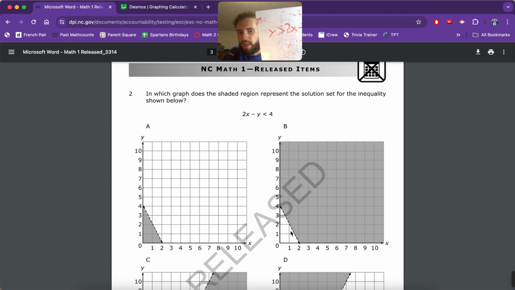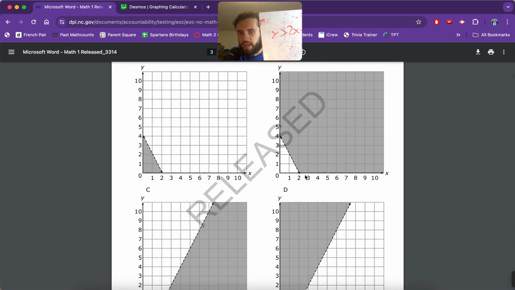So we want one that's shading above. So that's going to be either B or D. Those are the two that are shading upward. And then you'd say, all right, well, our slope is positive 2. So that means going up 2 over 1, up 2 over 1. This one's a negative slope. And our y-intercept should be negative 4.